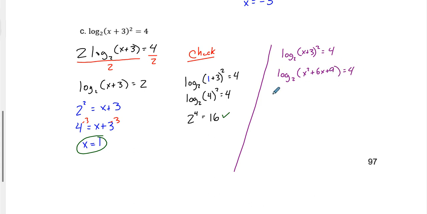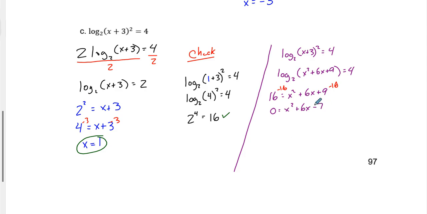Now we can still do our whiplash, 2 to the power of 4. Now, I'm just going to evaluate it right away. 16 would equal x squared plus 6x plus 9. And then we want to get one side equal 0. So we subtract our 16. The writing utensil's not working the greatest. We'd have 0 equal to x squared plus 6x minus 7.